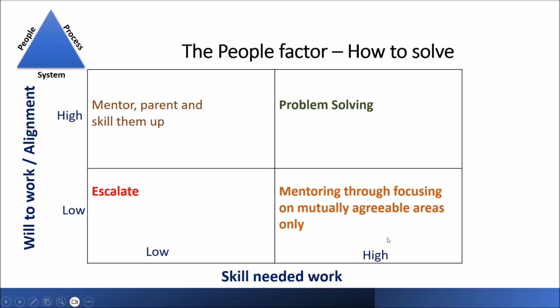Whereas the right bottom quadrant, that is mentoring through focusing on mutually agreeable areas, will take a bit of time, but change can come. But if the people are falling into this quadrant, that is the escalate quadrant, then it is difficult to bring the change, right? This is the people factor. This is how we can solve these challenges.